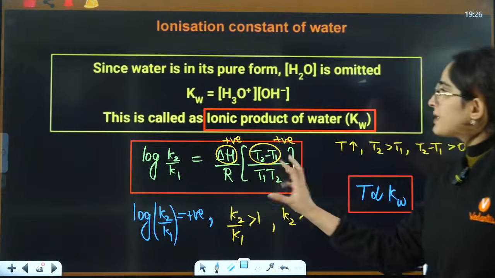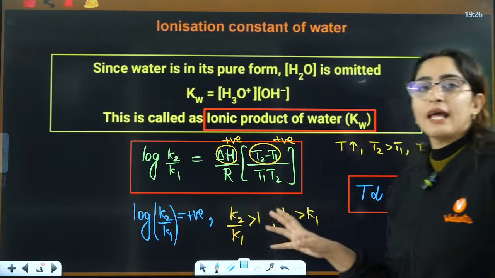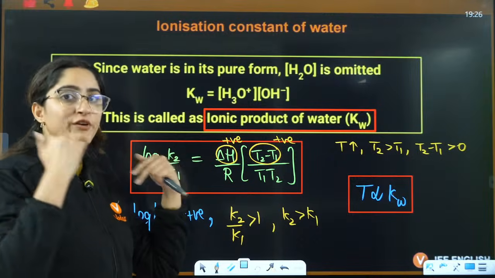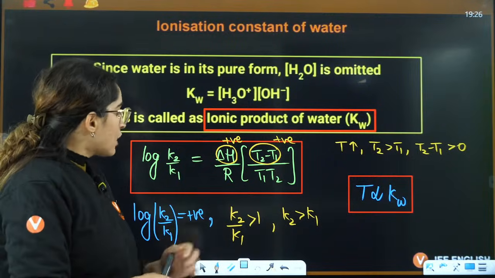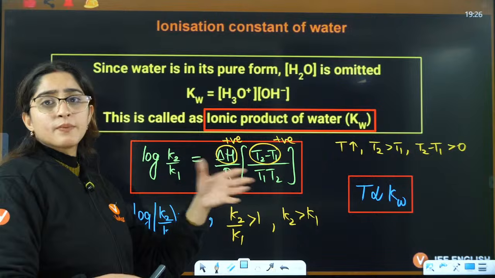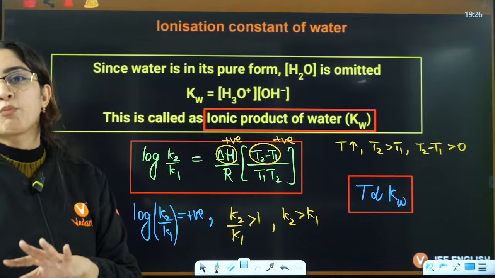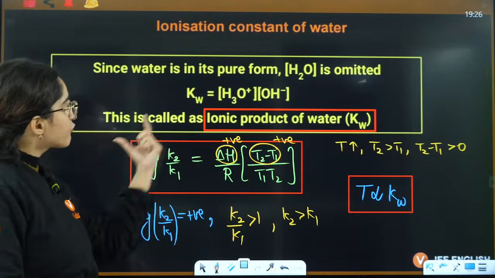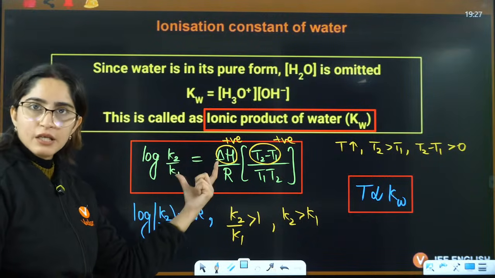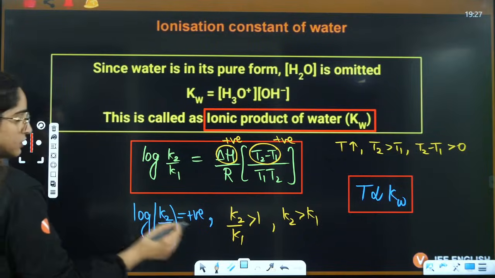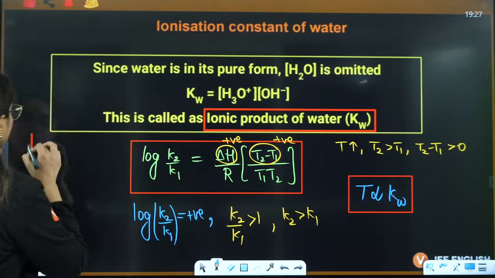So just remember that always, as I have told you in Le Chatelier's principle as well, this I just showed you so that you know where it is coming from, right? Always remember in Le Chatelier's principle, if you have endothermic, it is directly proportional. If it is exothermic, it is inversely proportional, right? And it is coming from the Clausius-Clapeyron equation, right? You can write it like this.